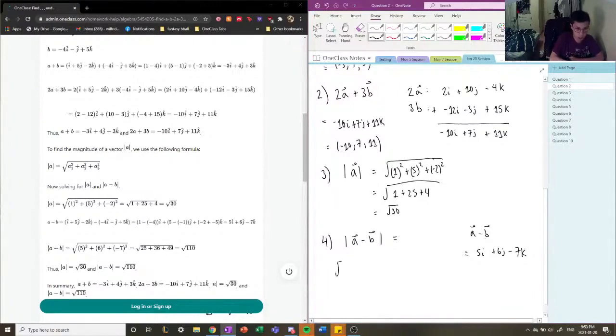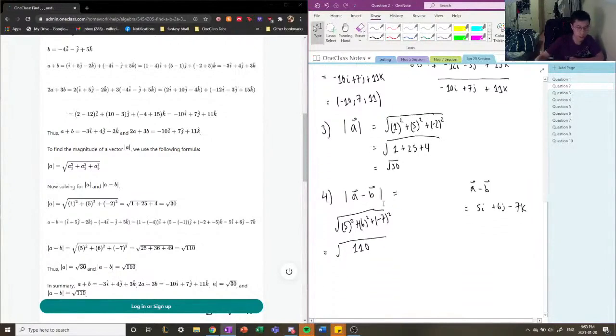Then if you take the square root, we have 5 squared plus 6 squared plus negative 7 squared. That's equal to 25 plus 36 is 61, plus 49 is 110. So that means that the magnitude of vector A minus vector B is root 110.